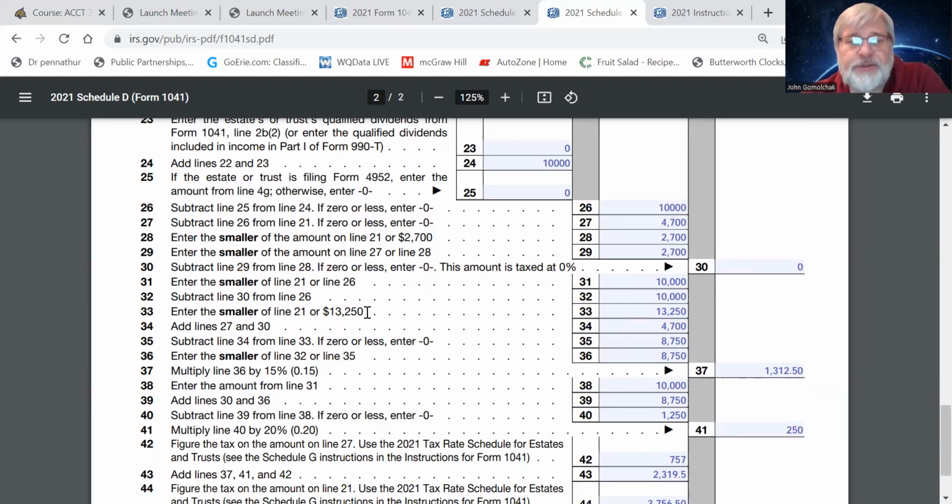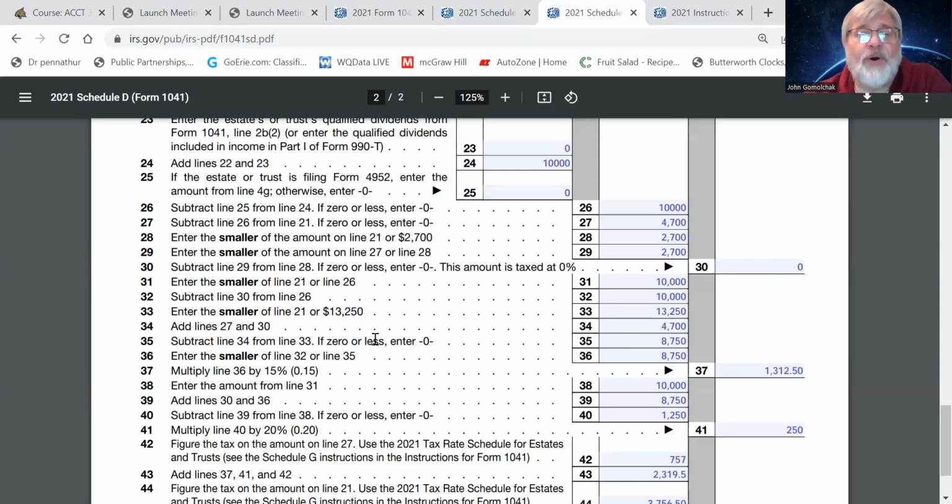So the first $13,250 of our income is going to have preferential treatment. 4,700 of that's going to come out because it's the short-term capital gain. That leaves us 8,750, which is smaller than the amount of our long-term capital gain. Okay, so we're going to pay tax on that at 15%. Then we take that 8,750 away from the 10,000, which leaves $1,250 more dollars to pay tax on, and we pay tax on that at the rate of 20%.